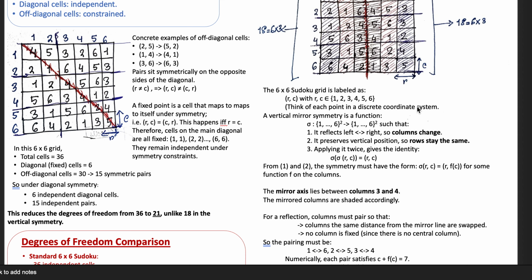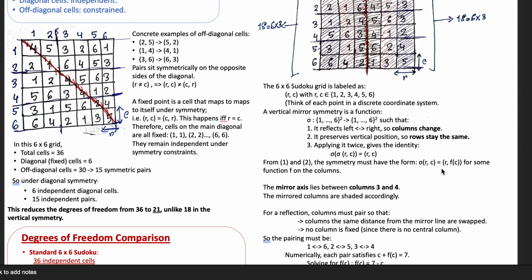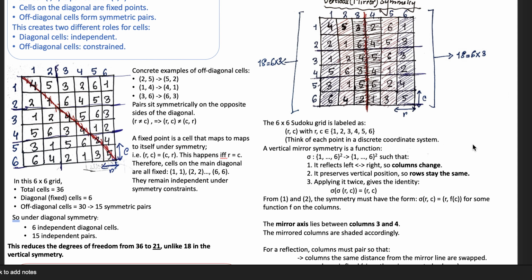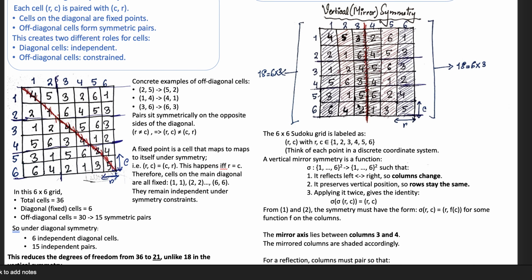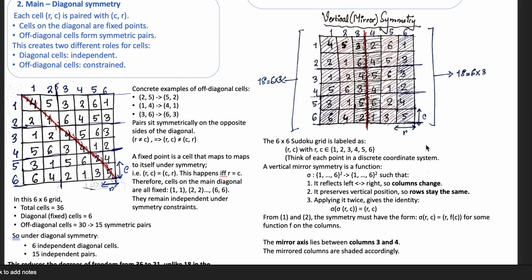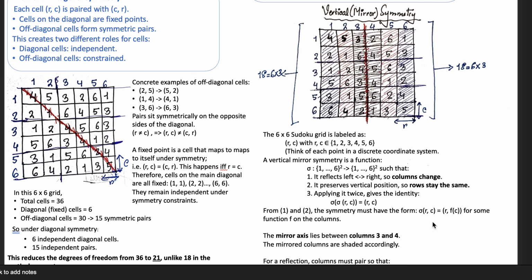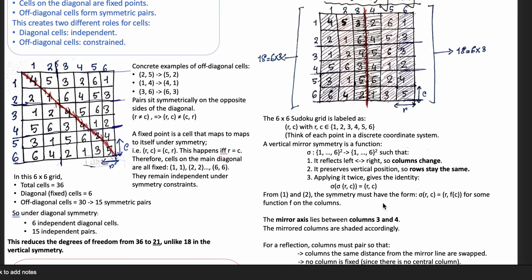This vertical mirror symmetry can be written as a function sigma of (R, C), and sigma of (R, C) equals (R, f of C). The reason is that in a vertical mirror symmetry, the rows stay the same, but the columns change, where the columns on one side of the symmetry are a reflection of the other side. So C can be denoted as a function f of C for some function on the columns.